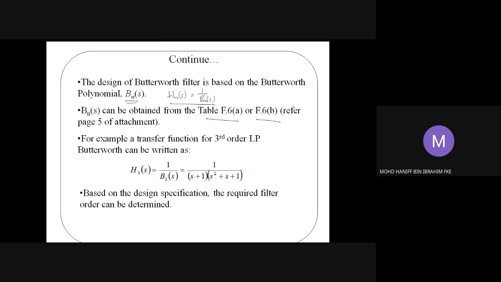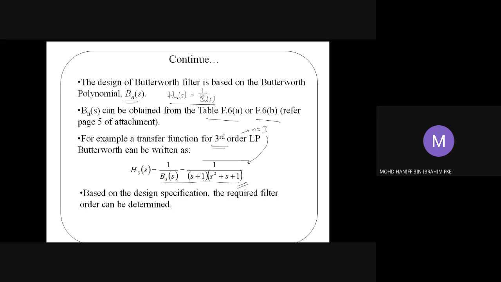For instance, I give you an example. If you refer to the third order, that means n equals 3. If we refer to the Butterworth polynomial table, F6a or F6b, you can see that for n equals 3, your B_n polynomial is given by this: B_3(s) is (s plus 1) multiplied by (s squared plus s plus 1). So this is the Butterworth polynomial for order n equals 3.